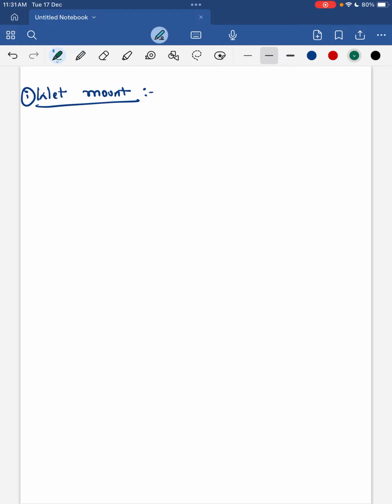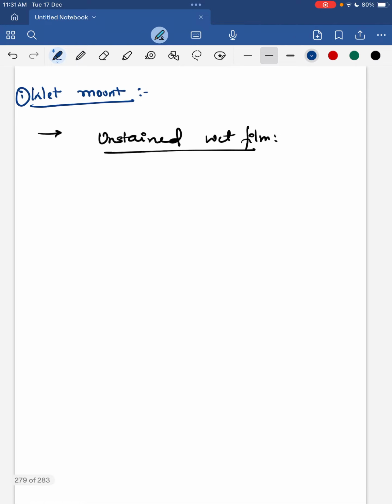In wet mount we have four types. So four types of wet mount can be done. First one is your unstained wet mount. In an unstained wet mount or wet film, we use a small quantity of stool with a drop of saline on the slide. Then you apply a cover slip. Then it is examined under your low power microscope, that is called your unstained wet film.